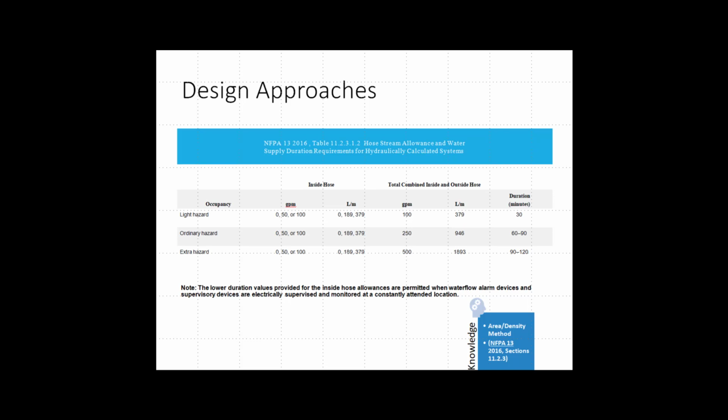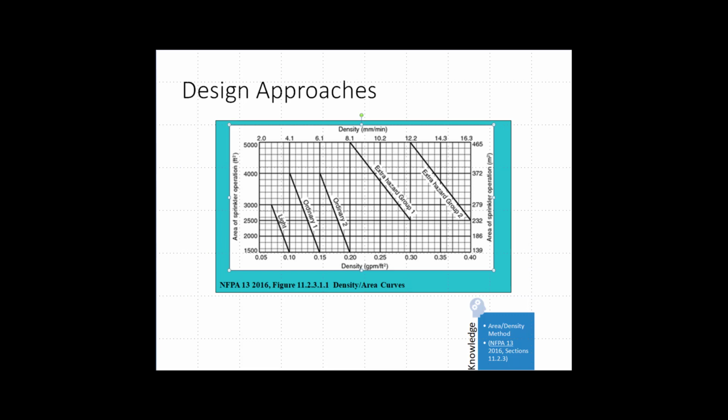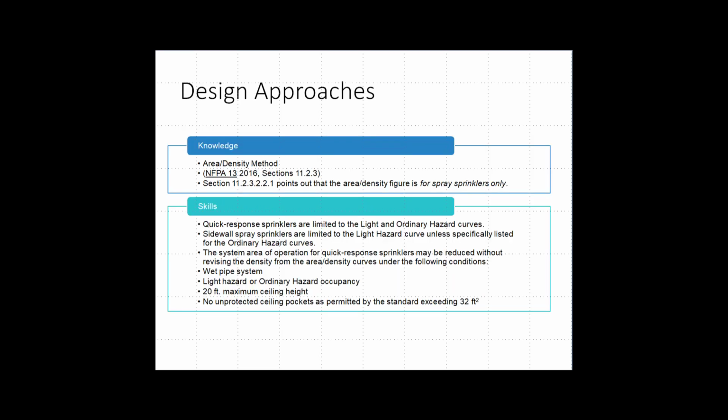Table 11.2.3.1.2. This is a very important table to use and memorize. Figure 11.2.3.1.1 is our first hydraulic step. Section 11.2.3.2.2.1 applies to spray sprinklers only.